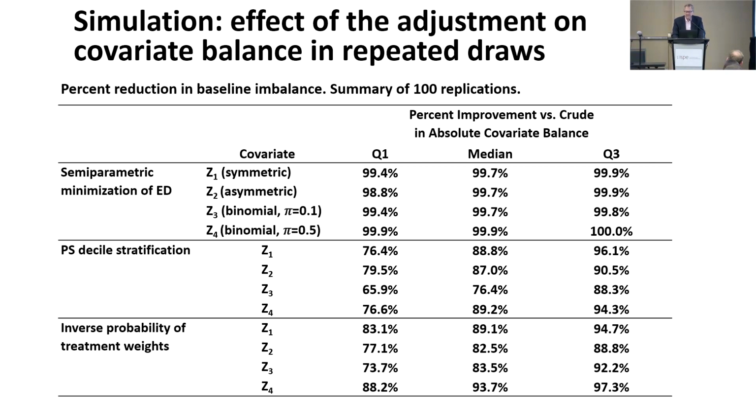By comparison, and only for comparison, just to give us an order of magnitude sense, the relative improvements under a propensity score decile stratification or with inverse probability of treatment weights are rarely above 90%.